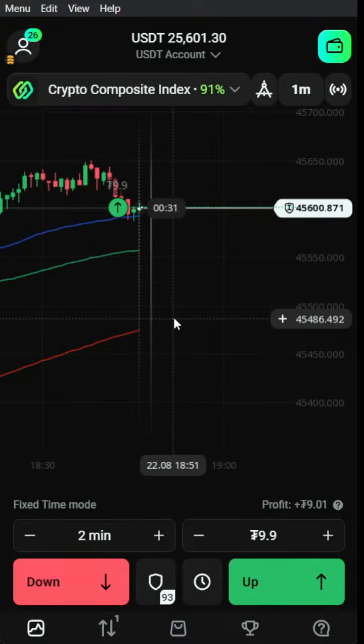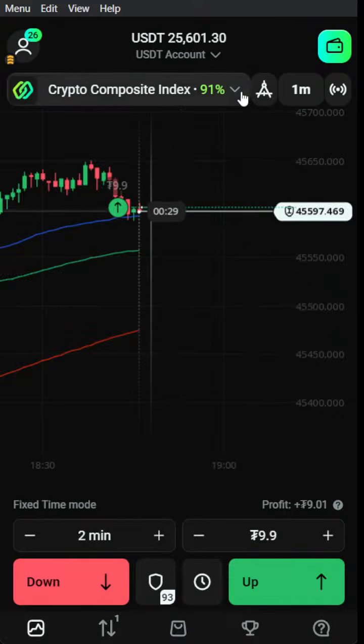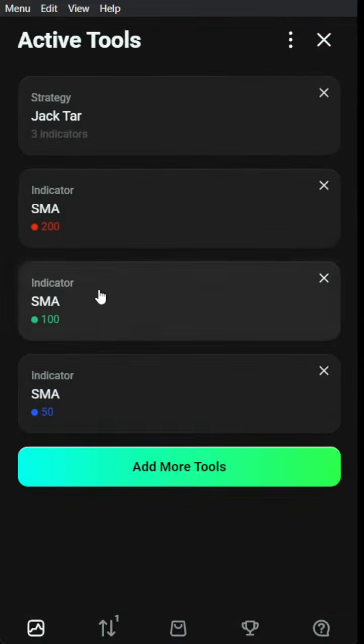So basically this strategy has 3 SMAs over here. Okay, SMA 200, SMA 100 and SMA 50. Now SMA 50 is basically a low level, a low power SMA, like 50%, 100%, then 200%. The 200 one is very, very strong.